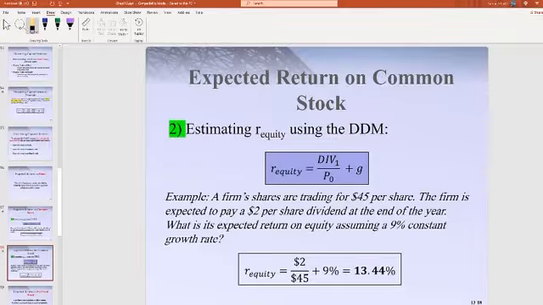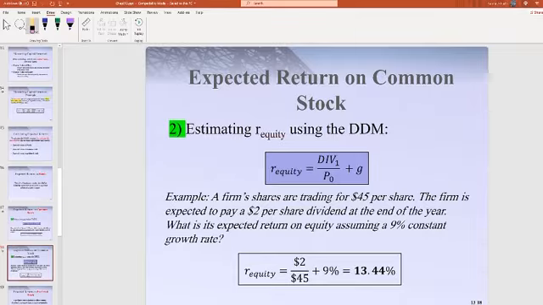Let's take this example. A firm's shares are trading for $45 per share. The firm is expected to pay $2 dividends at the end of the year. What is the expected return on equity assuming 9% constant growth? All information is given. The dividend is $2, the share is trading currently at $45, and there is 9% growth.